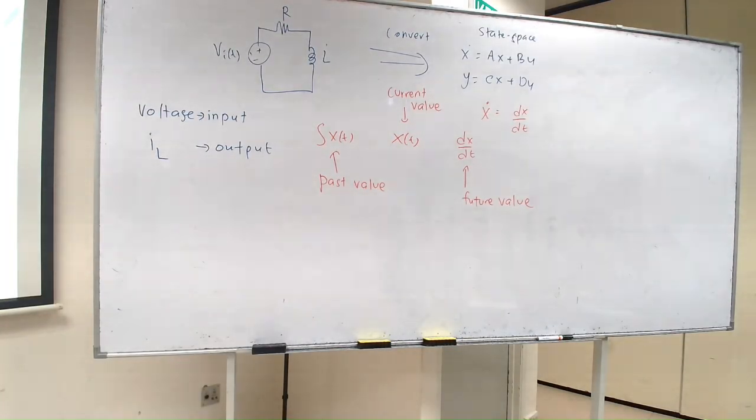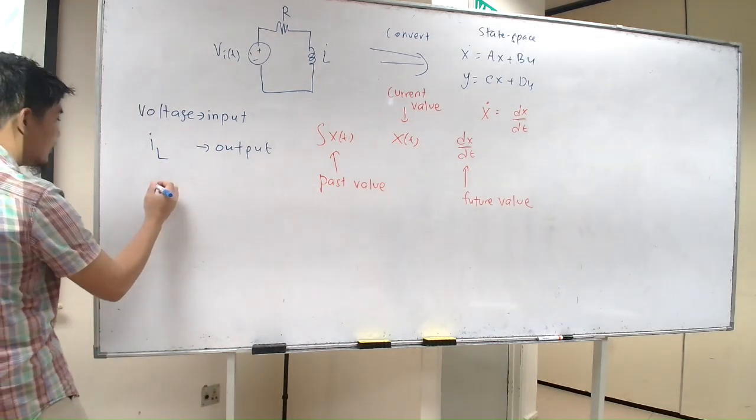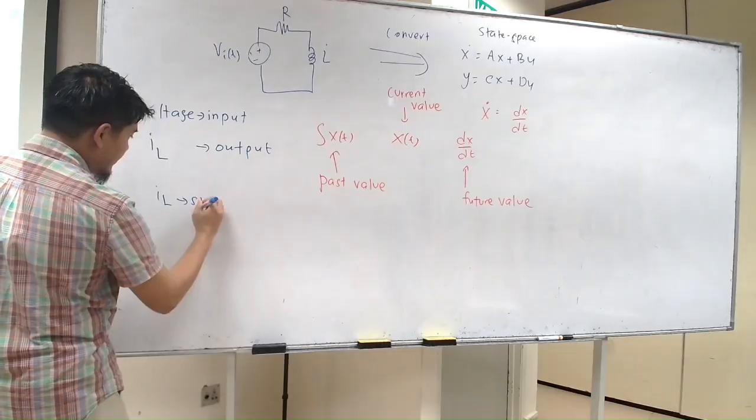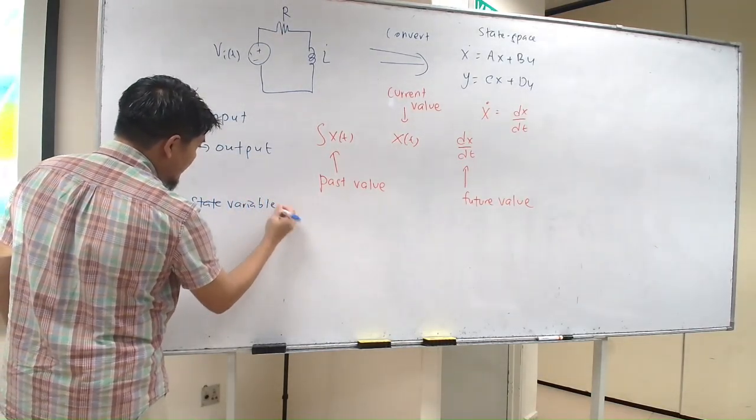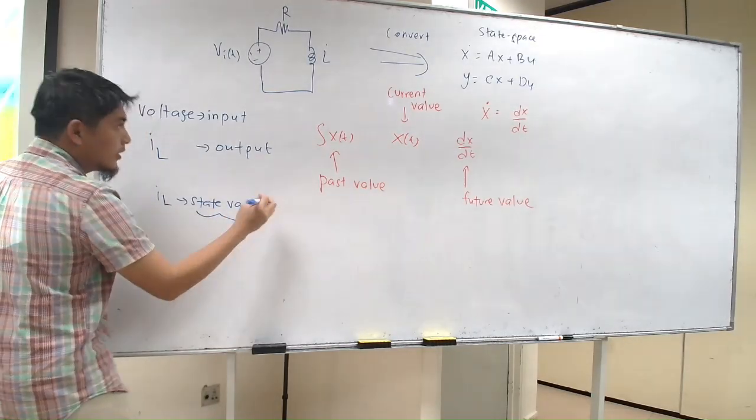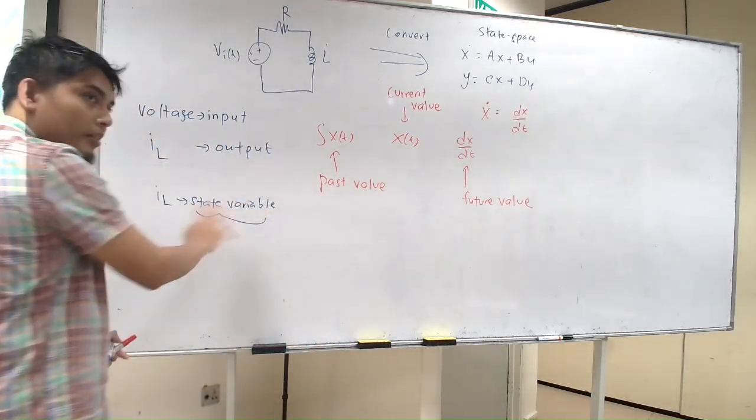And then after that, what is another information? IL is the state variable. So it's also said that IL is a state variable, which is the state variable. Okay, so this is the information we have.